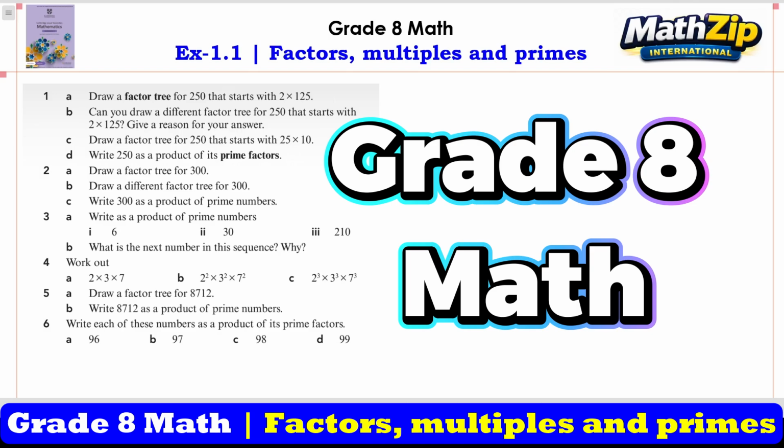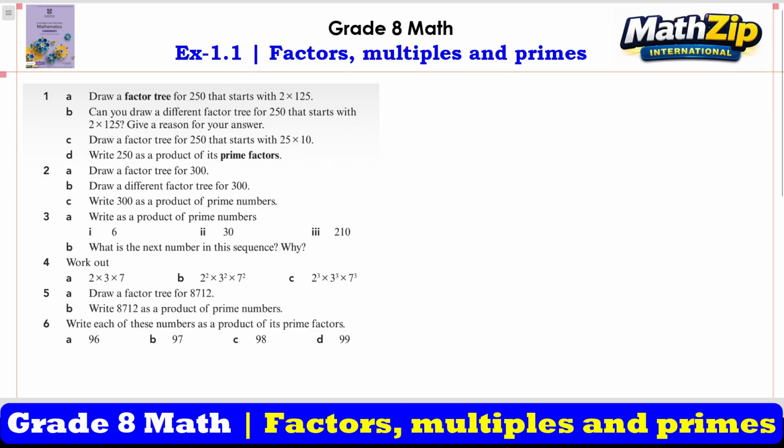Exercise 1.1 Factors, Multiples and Primes. Question 1a. Draw a factor tree for 250 that starts with 2 times 125.